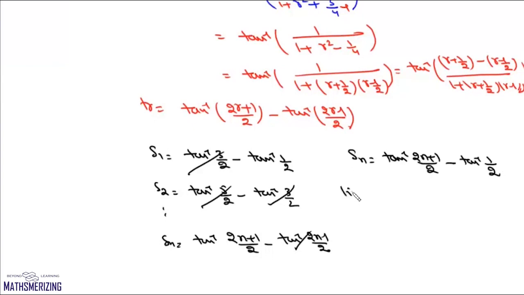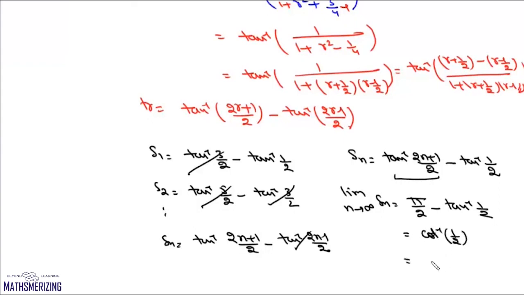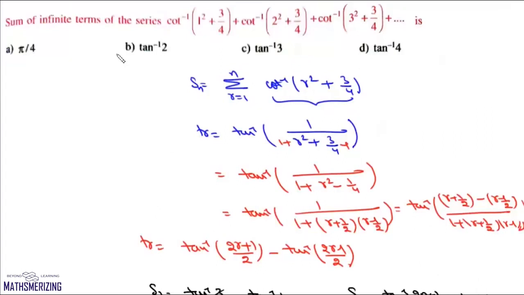Now we'll take the limit n tends to infinity of Sn. It will be tan inverse infinity, which is pi by 2. So it will be pi by 2 minus tan inverse 1 by 2, and pi by 2 minus tan inverse x is cot inverse x. So it will be cot inverse 1 by 2. So the answer to this question is cot inverse 1 by 2, or we can also write it as tan inverse 2. And that's your option B.